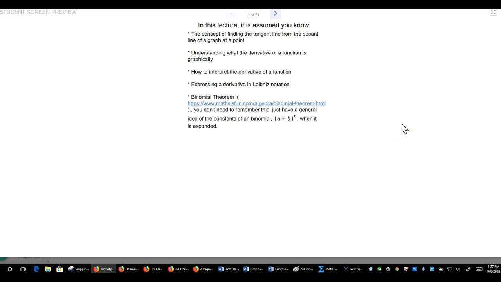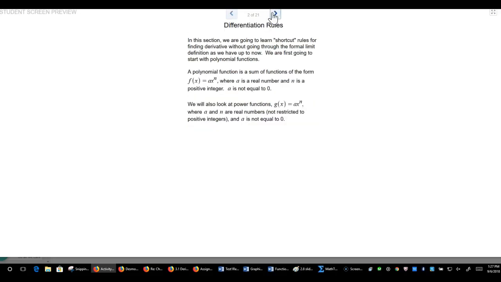Hello, and welcome to the next chapter, section 3.1. In this section, we're going to be learning rules of finding derivatives, or shortcut rules, so that we don't have to go through the limit of the difference quotient every time we want to find the derivative. So we're going to start with power functions.